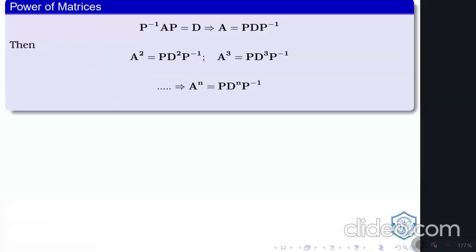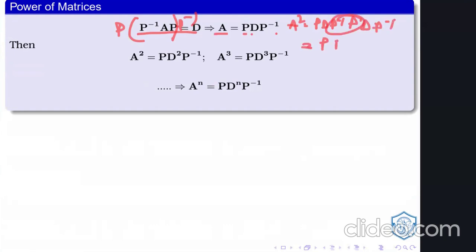Acha. So an example of using this diagonalization: since P inverse A P is D, similarly I can multiply by P on the left and P inverse on the right, and I can have A equals P D P inverse. So I can have any power of A. Suppose I'm trying to find A square. So A square equals P D P inverse times P D P inverse. The middle P inverse P will give identity. So it's actually P D square P inverse.